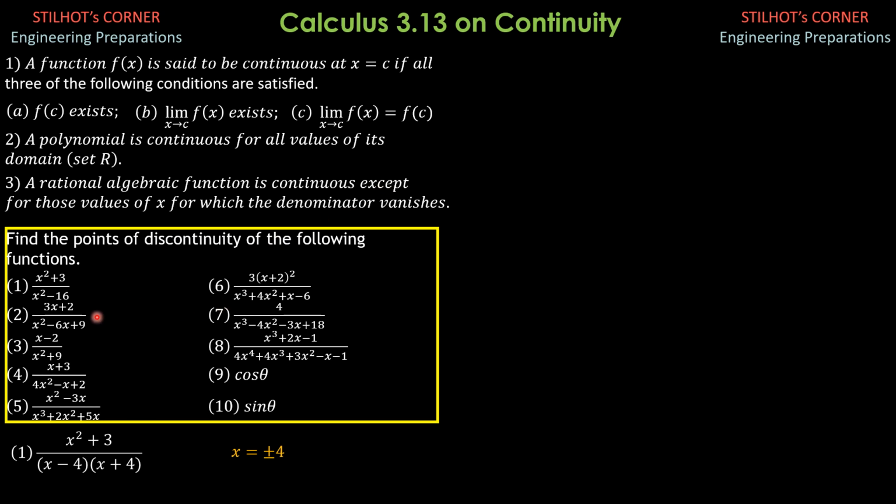For number 2, this is a perfect square trinomial. We can factor this as x minus 3 quantity squared. So that would be f of x equals 3x plus 2 over x minus 3 quantity squared. So the denominator is 0 when x is 3. So the point of discontinuity is when x is 3.